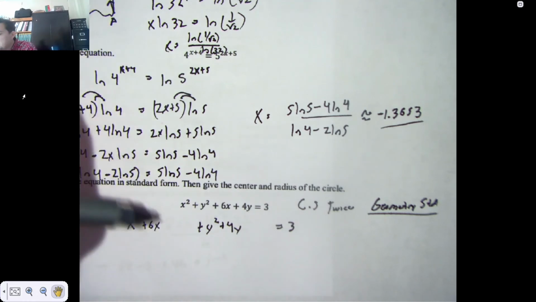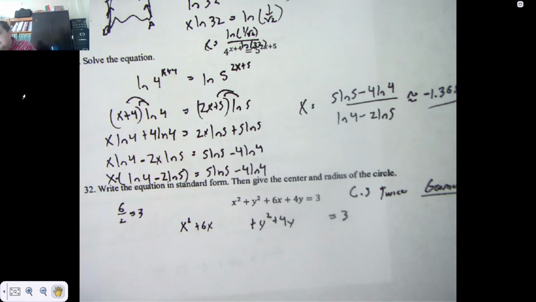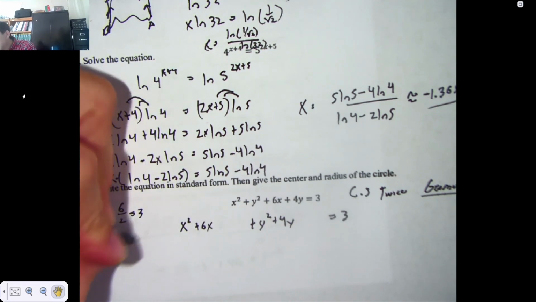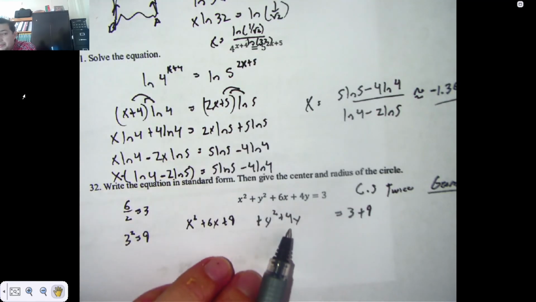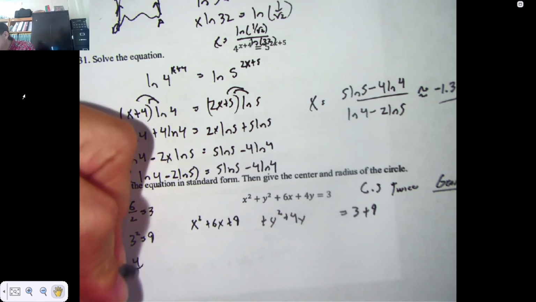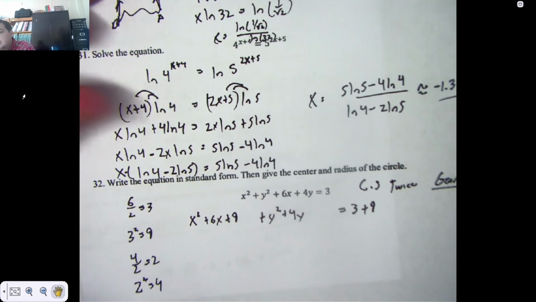And what we're going to do is complete the square here. I take half of 6 and I get a 3. I square the 3 and I get a 9. So I add 9 here, and for balance purposes, I add 9 there. Now I'm going to take half the 4. I get a 2. I square that 2, I get a 4, and I add it to both sides.